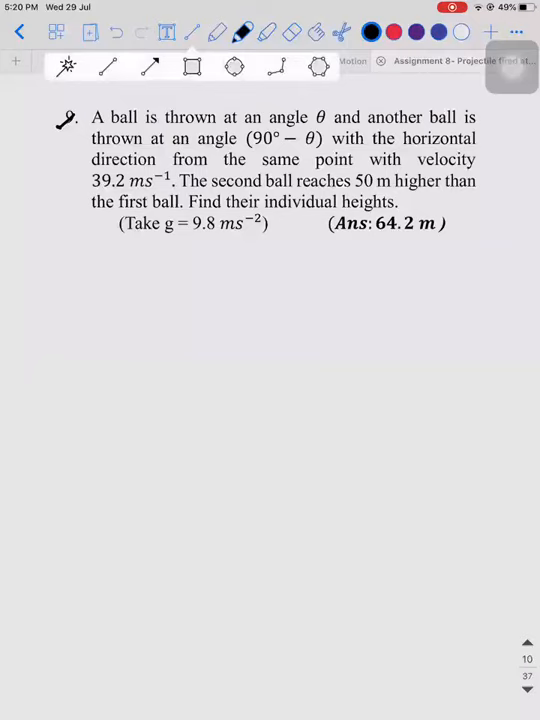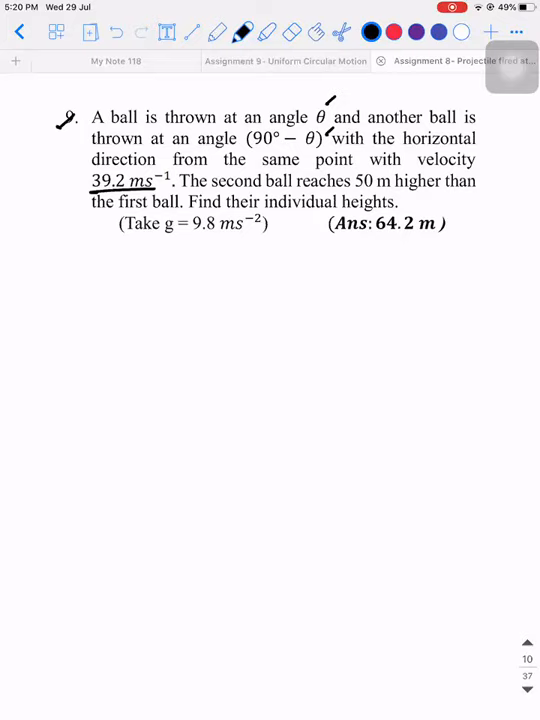Okay, anyone else who has solved it, can you tell me how to do it? So there is a ball which is thrown at an angle theta and another ball is thrown at an angle 90 minus theta with the horizontal direction from the same point with velocity 39.2 meter per second. The second ball reaches 50 meter higher than the first ball. Find the individual heights. So if the angles of projection are complementary of each other, provided the initial velocity is the same, what will happen to their range?